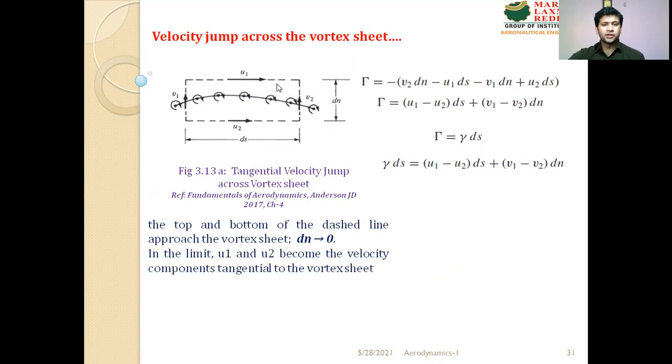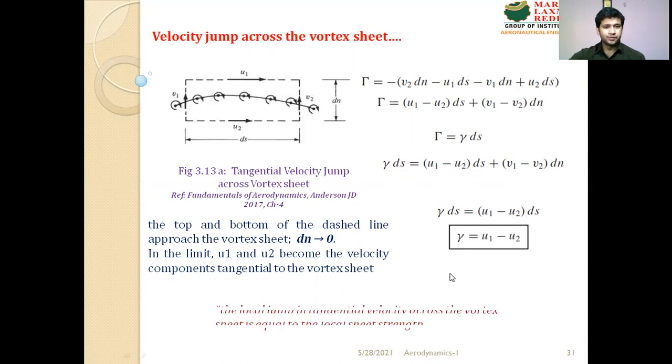The top and bottom of the dashed line approaches the vortex sheet where dn equals 0. When this dn becomes 0, then the term v1 minus v2 will be 0. Therefore, we'll have gamma ds equals u1 minus u2 into ds. So again, simplifying on the other sides, ds will be cancelled. Therefore, we'll get gamma equals u1 minus u2. So the local jump in the tangential velocity across the vortex sheet is equal to the local sheet strength.